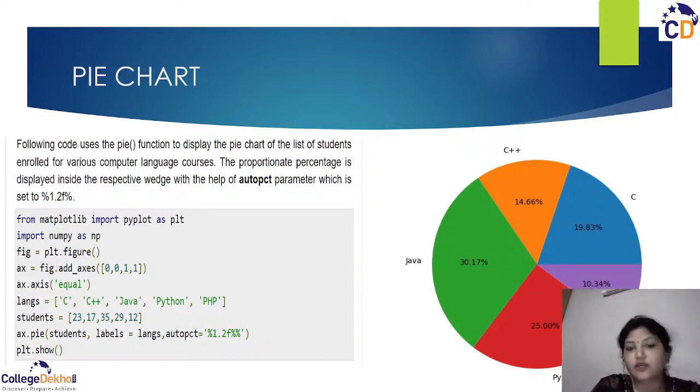Now it is showing 14.6, it is showing 19.83, it is showing 10.34, then 12 is for PHP. So basically it is calculating automatically. You need not calculate, like 23 divided by total number of students into 100. You need not calculate it. It automatically calculates when you are plotting with the pie function, which gives you the percentage.